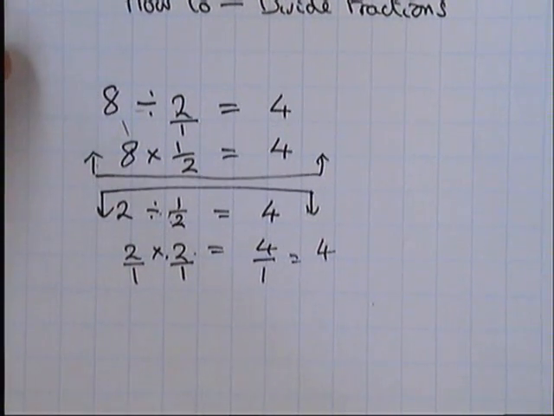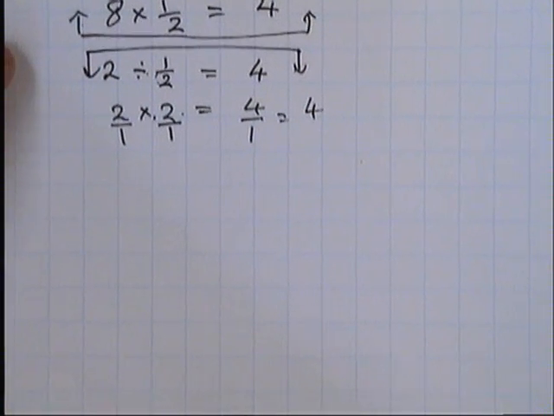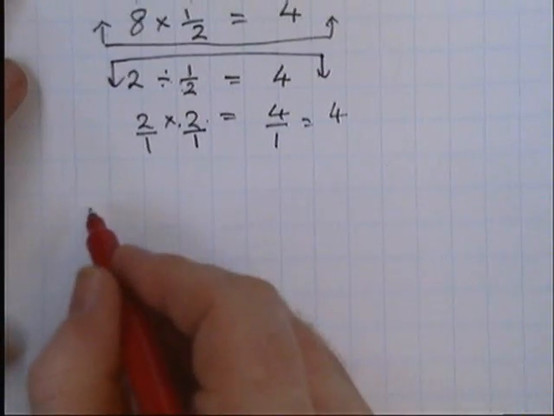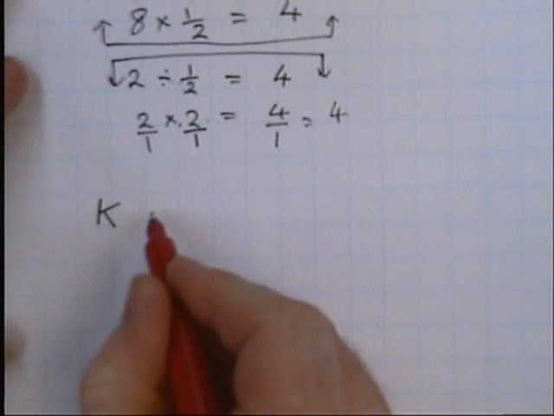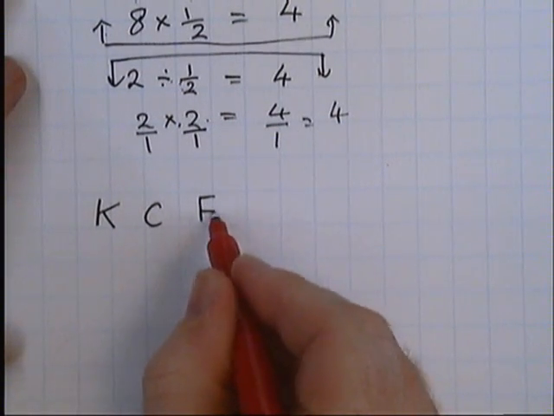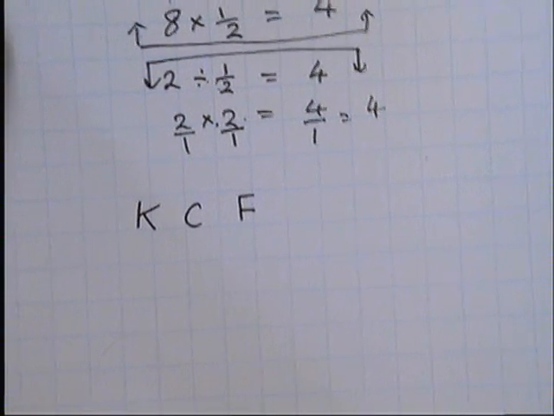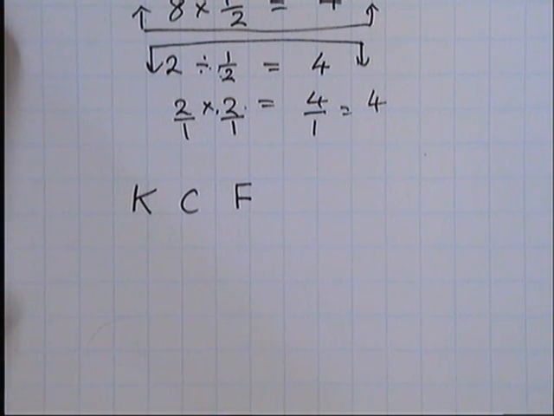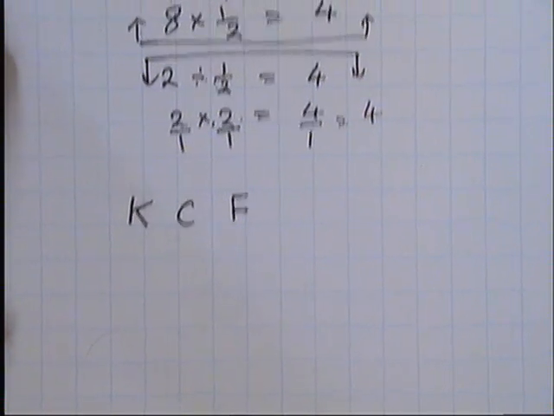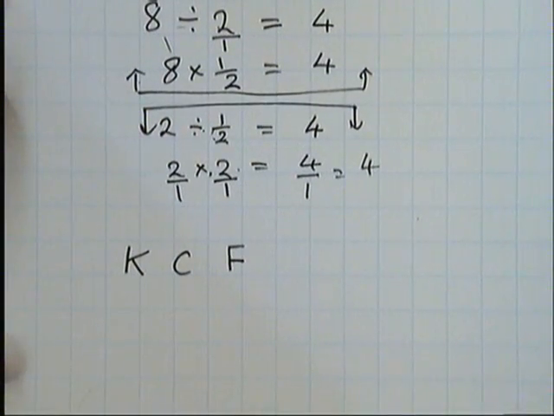So from that general idea, we can get a rule that we recommend you learn. Now it's keep, change, flip. We keep the first fraction the same, we change the division to a multiplication, and we flip the second. We turn it upside down. It's just a quick way of learning. You can see you're finding the inverse or the reciprocal, but at the moment it's good enough to think of it as flipping.